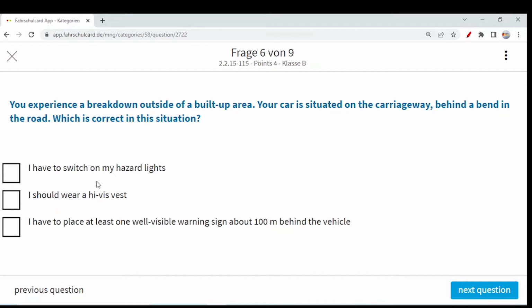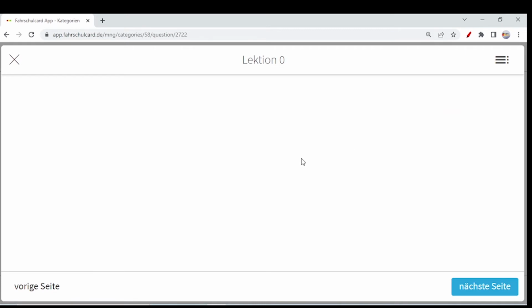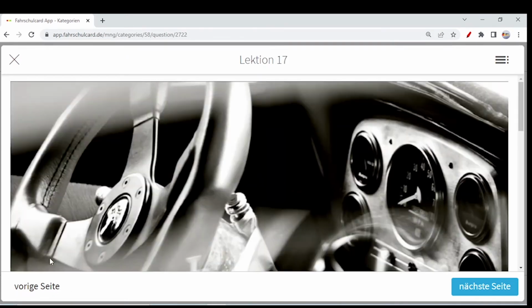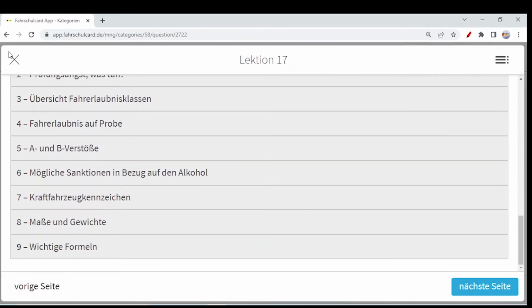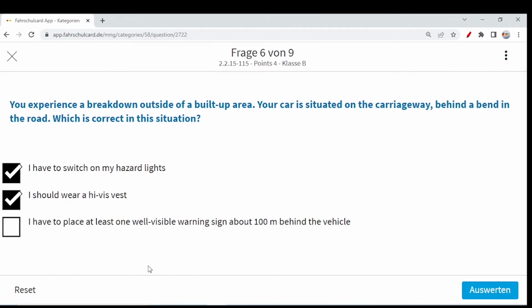What is correct? I have to switch on my hazard warning light for sure. In case of traffic jam, in case of accidents, hazard warning light. I should wear a high vis vest. Yeah, this we already know. Unfortunately there is no such page indication available, I think, but we have discussed this in previous videos. There is a jacket or waistcoat, normally you have to wear orange color, yellow color, high visibility, so that the traffic coming from behind can see, oh, there is an accident on the bend and I have to reduce my speed, maybe I need to help that person.